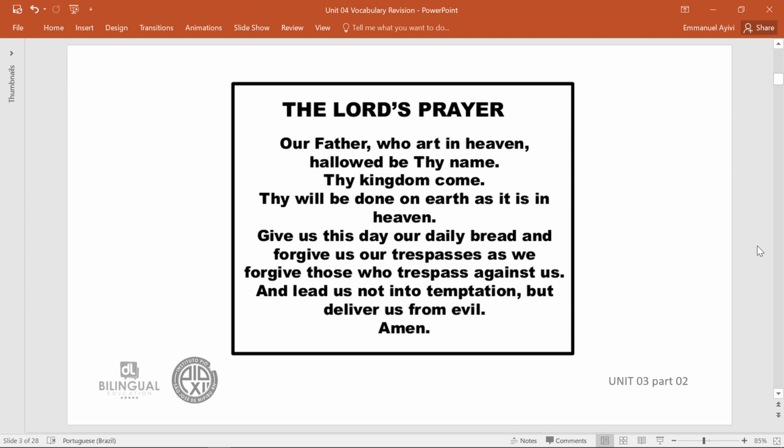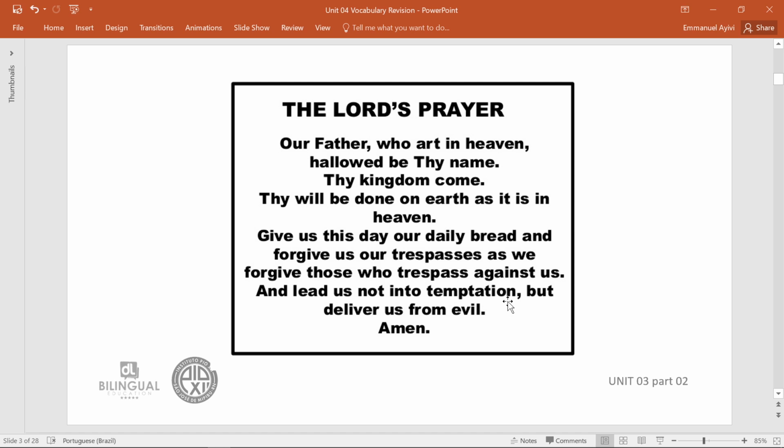Before we begin today's lesson, let's say the Lord's Prayer. Join your hands together and repeat after me. Our Father, who art in heaven, hallowed be thy name. Thy kingdom come. Thy will be done on earth as it is in heaven. Give us this day our daily bread, and forgive us our trespasses, as we forgive those who trespass against us. And lead us not into temptation, but deliver us from evil. Amen.